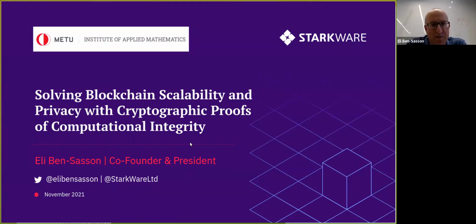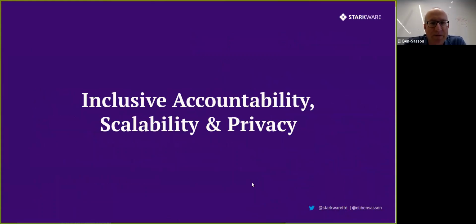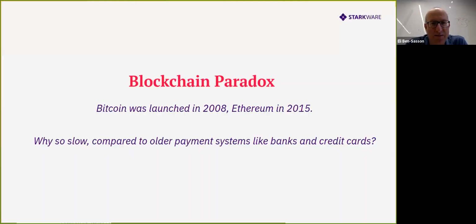I would like to tell you about the issues of solving blockchain scalability and privacy with cryptographic proofs of computational integrity. So let's start with the first slide. Let's talk a bit about inclusive accountability and why it leads to scalability and privacy. Let's move to the next slide.